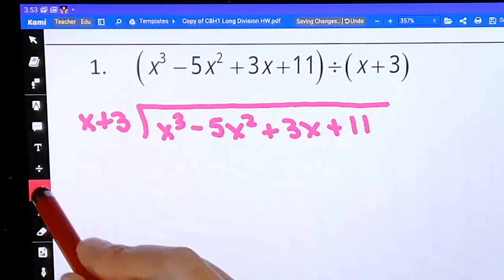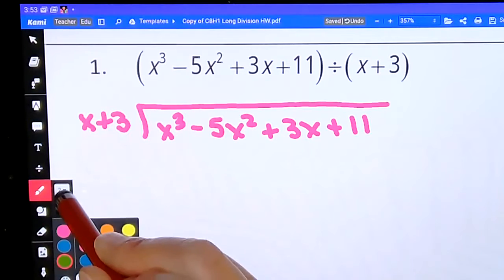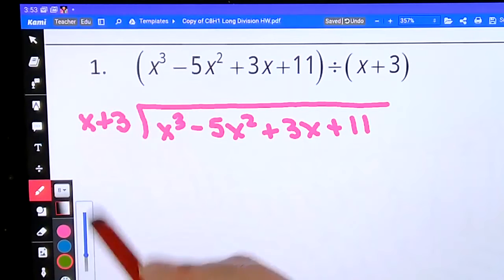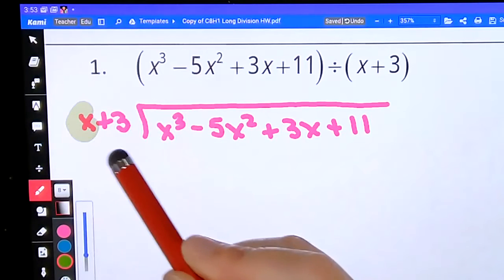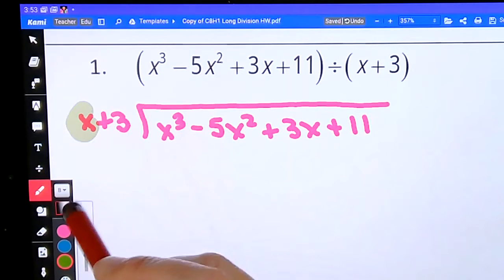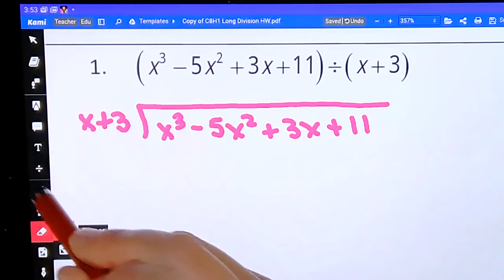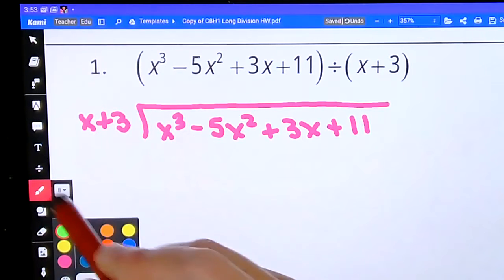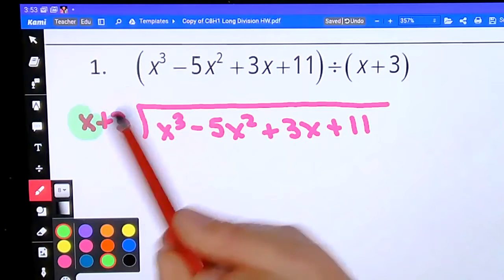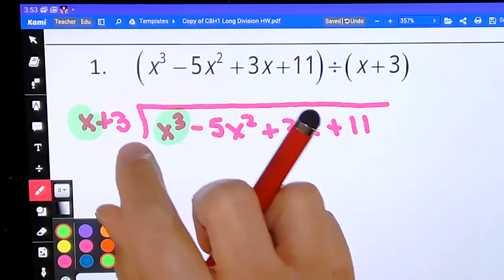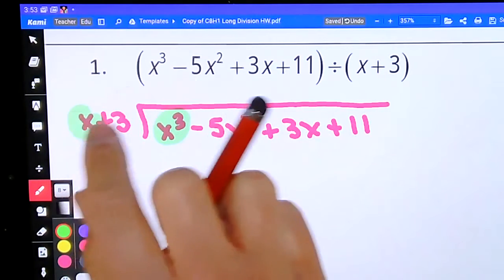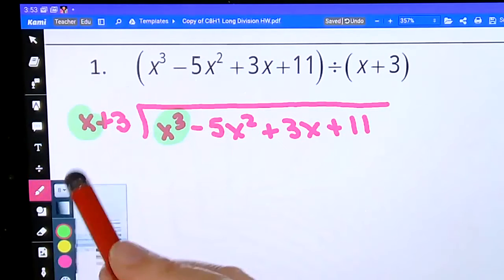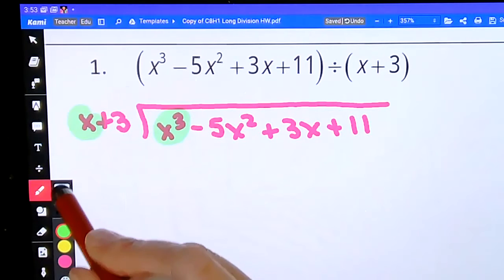And now what we're going to focus on, and let me get this a little fatter here, is the lead term here and the lead term here. I'll do this green. We're going to focus on the x, which is the lead term here, and the lead term here. And so that's what we're going to be focusing on.